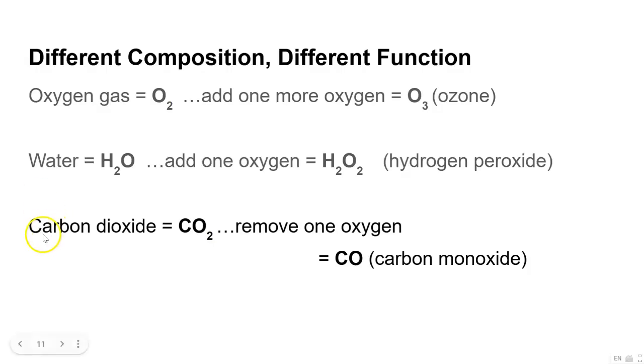Okay, one last example here. Carbon dioxide is a waste product that we, obviously, exhale out. That's one carbon and two oxygens. Let's take one oxygen away from that molecule and we get carbon monoxide. Okay, this is a very dangerous compound that we even have sensors in our house for because it can kill us. So clearly that is a different function from just CO2 that we exhale.